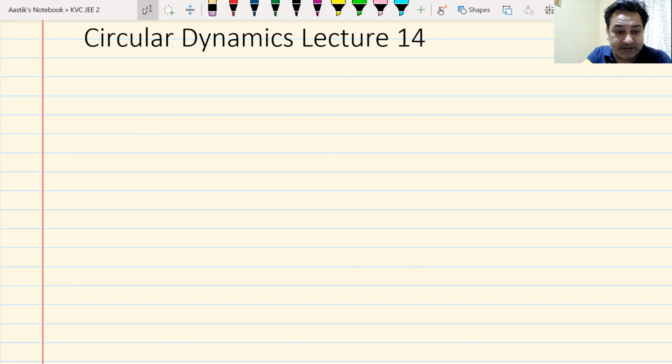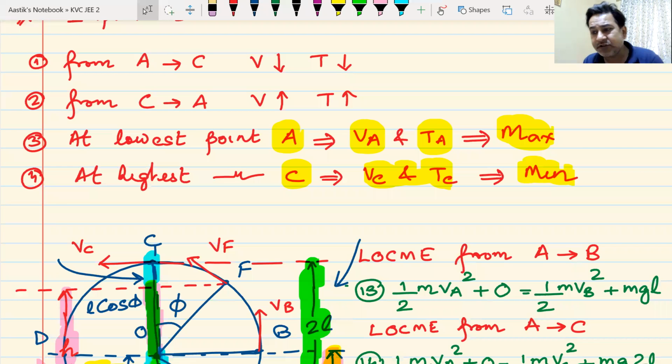In the previous 2 or 3 classes, we have been dealing with motion in a vertical circle, and we had seen what is happening from A to C, the lowest point to the highest point. Velocity decreases, tension also decreases. When we come down, velocity and tension both increase.